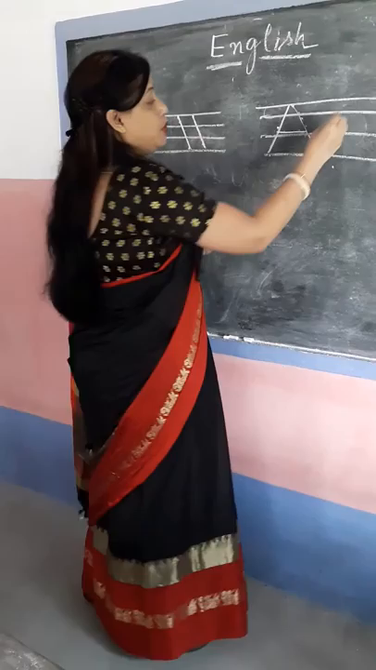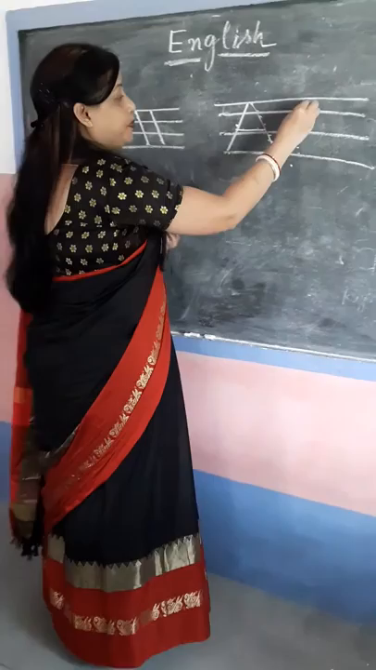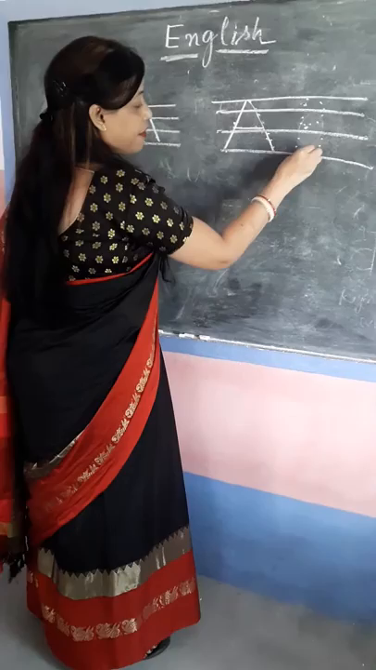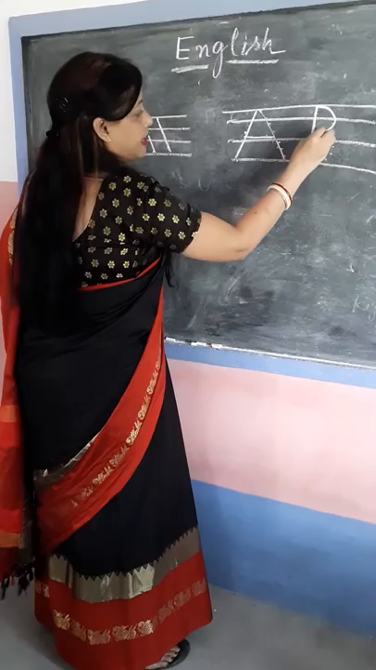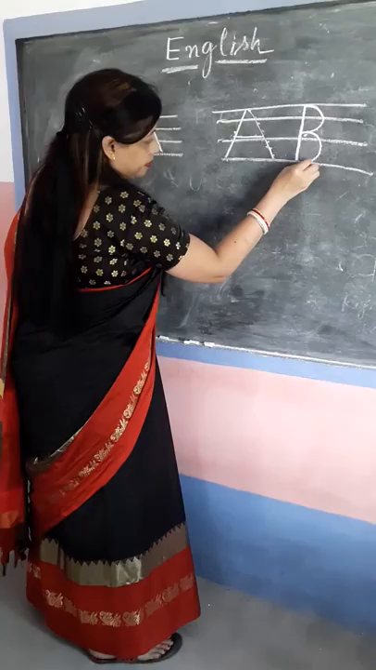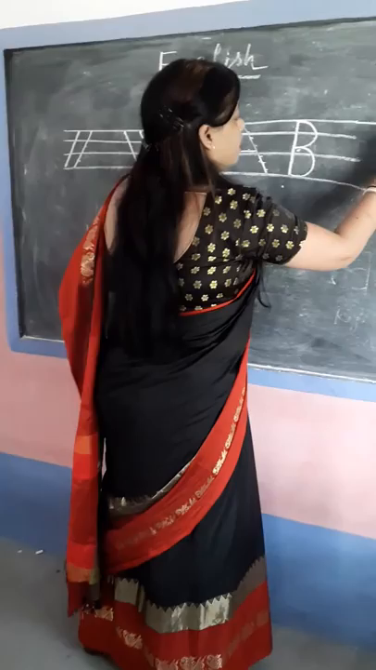Now we will go to B. Letter B. The half curve, the left half curve. This is one of our lines, and we have the standing line, and we have the curve. This is the left curve. Now this is B.